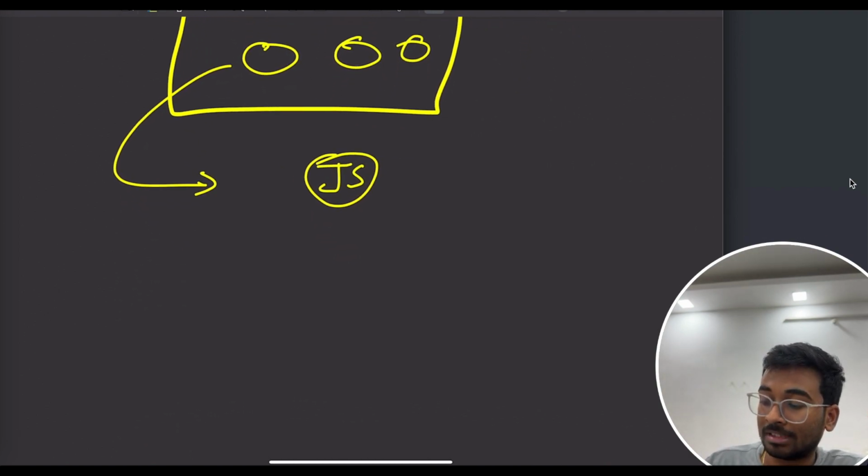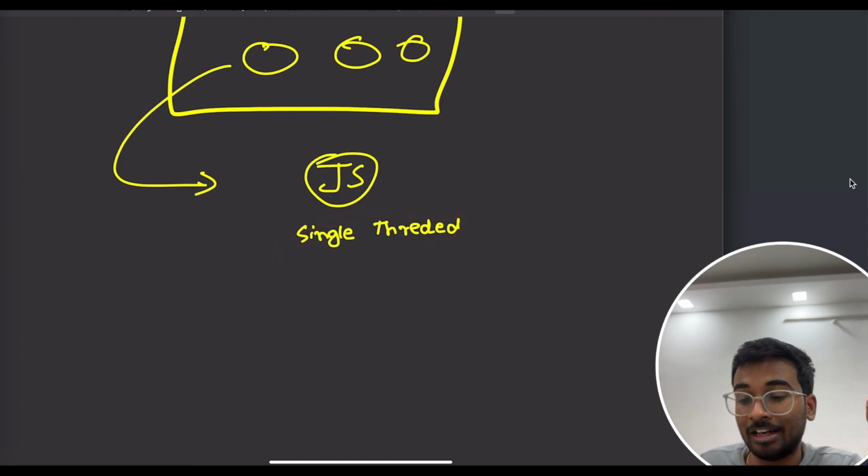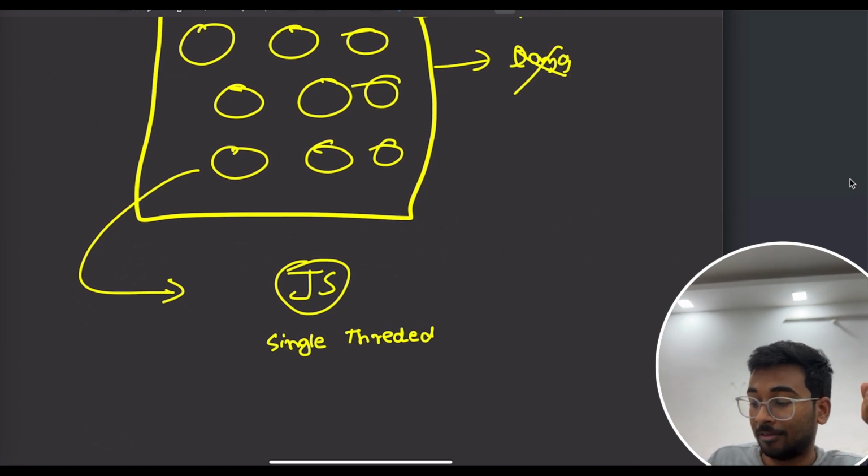JavaScript is a single threaded language. Think of it as single threaded. What single threaded means is you can only operate a single operation at once. And that's how JavaScript was built. It was built very light. Initially it was built very light.